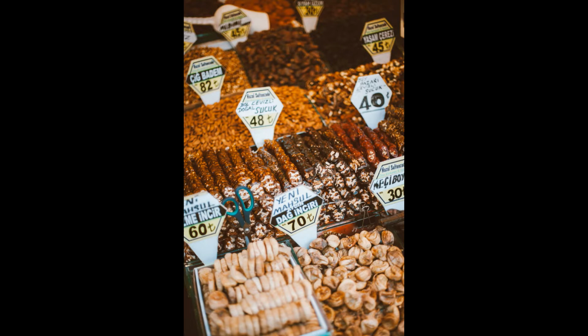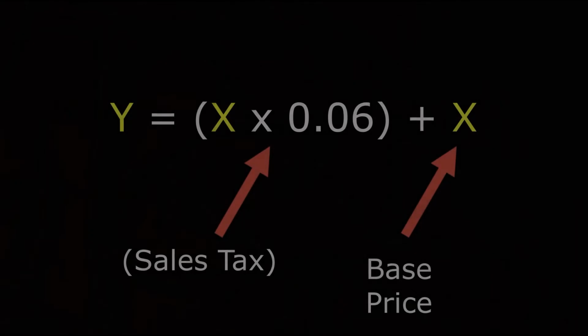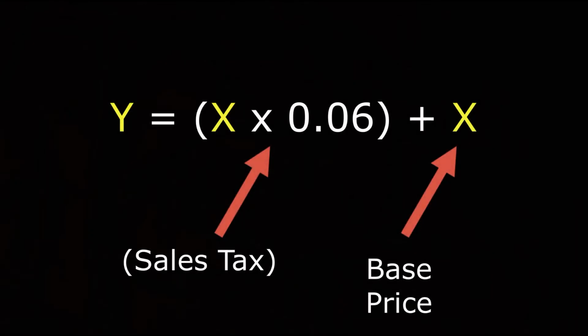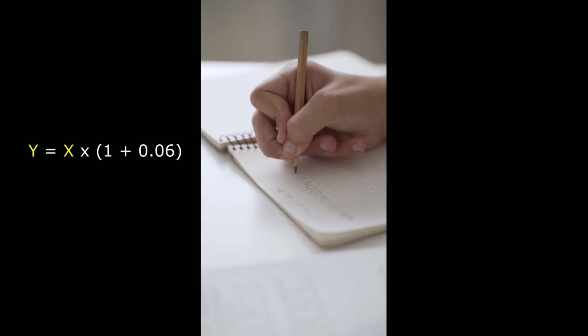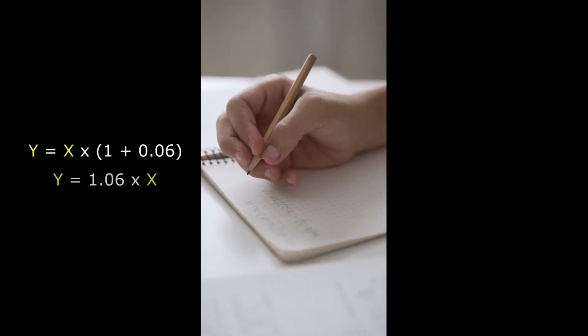We can even go further by expanding the equation to add the sales tax to the base price, giving us the total cost of the item. The expanded equation would be y equals x times 0.06 plus x, where y equals total cost, and x is the base price. This equation can be simplified as y equals x times (1 plus 0.06), or y equals 1.06 times x.